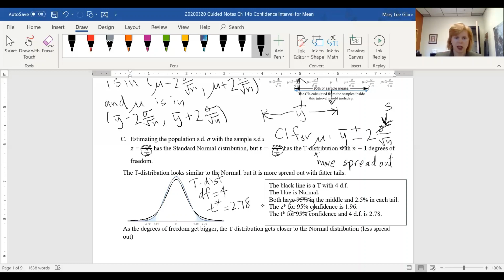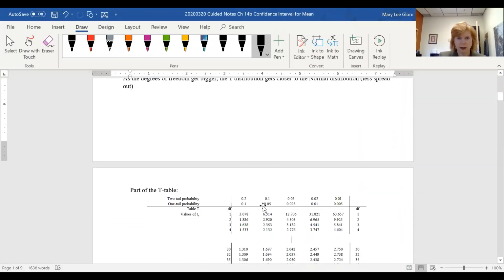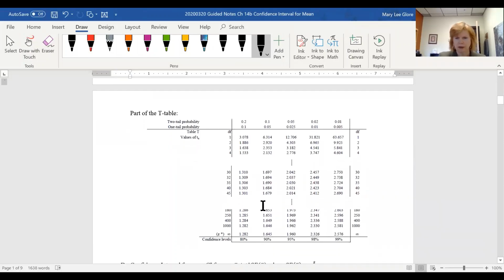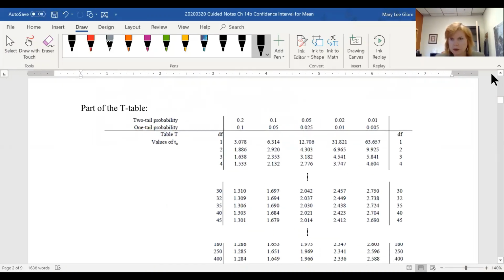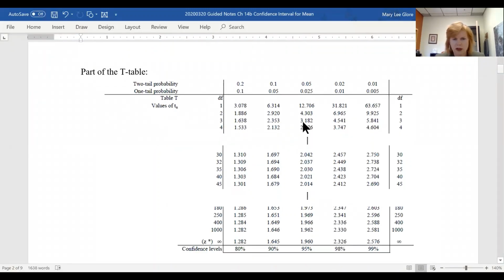Okay, so I have what's called a T table. So here is just part of it. It's a little bigger. So here's part of the T table, and it has the degrees of freedom. There's my 4. And here, for 95% confidence, our T star is 2.78. So that's where I got that. I had 4 degrees of freedom and 95% confidence. So that's where that 2.78 comes from.